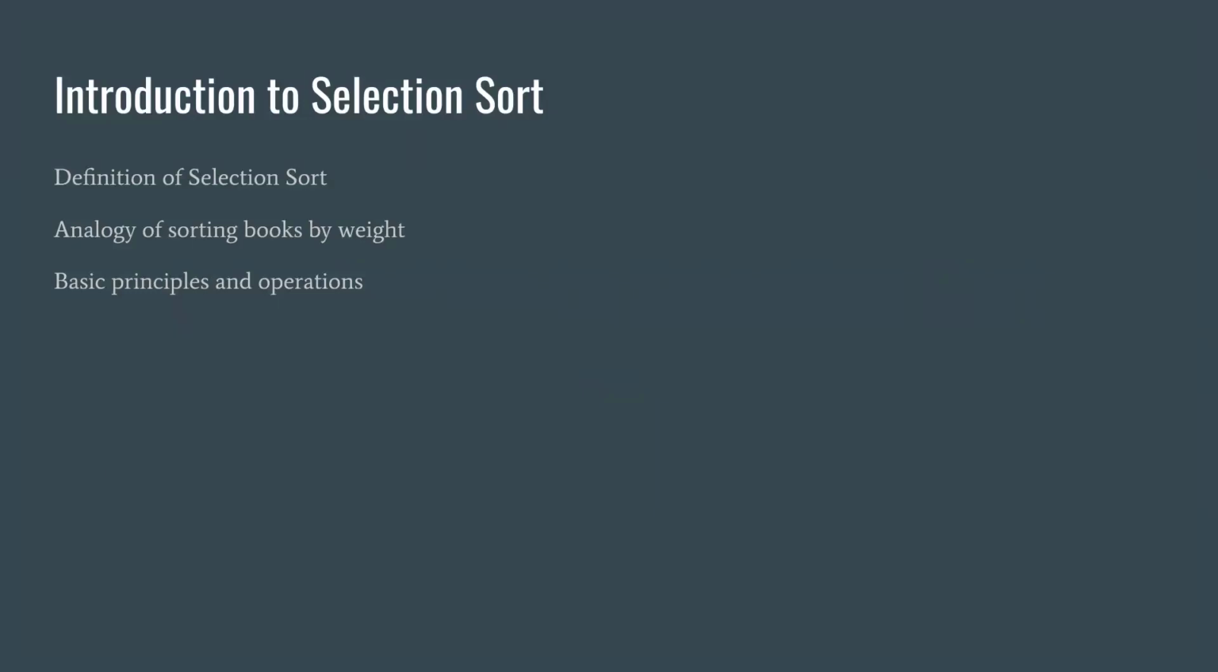So you can think of a pile of books that you're trying to organize by weight, with the heaviest at the bottom. Then you'd naturally start by picking out the heaviest book and placing it at the bottom, then repeating this process with the remaining lighter books. So this method mirrors the core process of selection sort in the realm of sorting data.